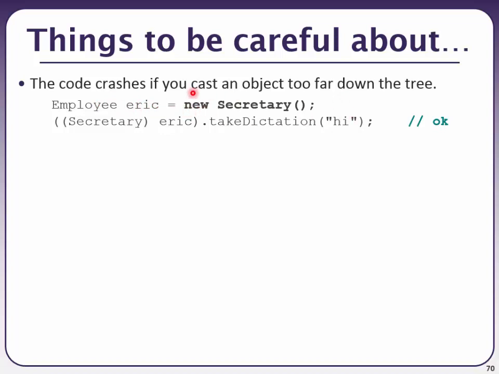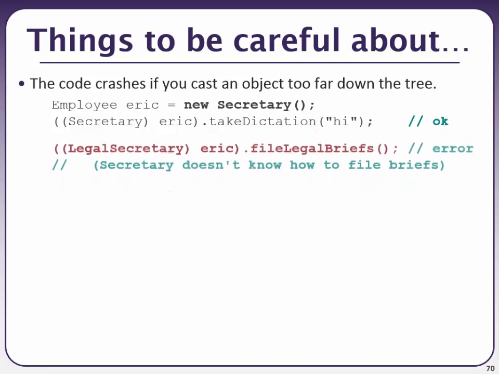Create a new object of type secretary, put the reference in it. So that's okay because secretary is a subclass of employee, no problem. And I use this trick that I just learned, okay? I cast the reference inside Eric, which is supposed to be employee, into secretary, which is okay because Eric really has a reference to secretary. And I call a method, let's say that we have a method take dictation that is specific to the class secretary. So that works, okay? This is what we just covered.